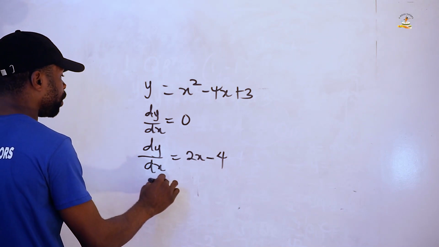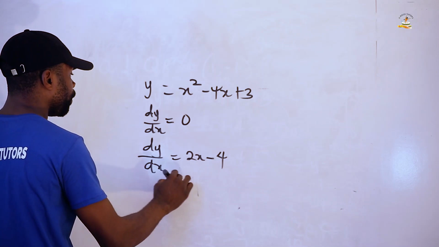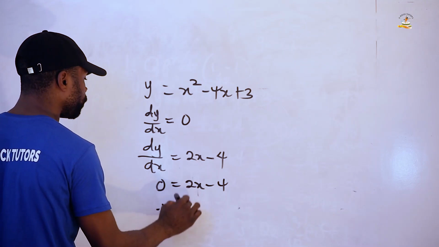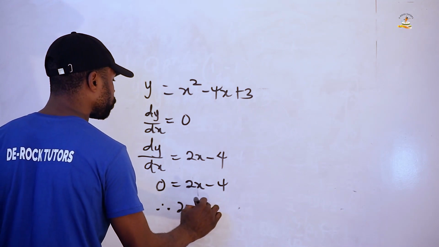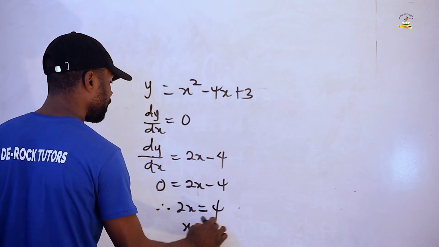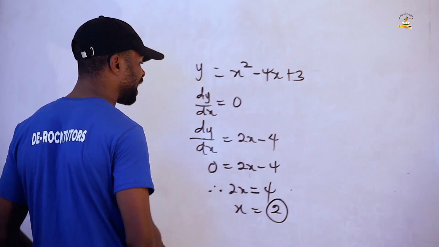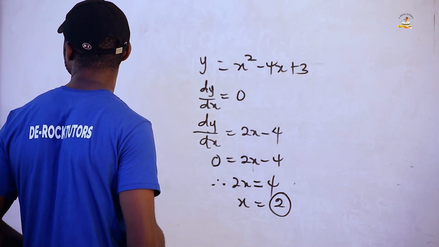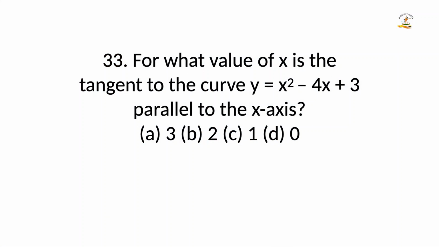Then, the dy/dx of the given function is 2x minus 4. So this will give us 0 equal to 2x minus 4. Therefore, 2x equal to 4 and x equal to 2. So it is at x equal to 2 that the tangent to the curve will be parallel to the x-axis, and this is the curve.